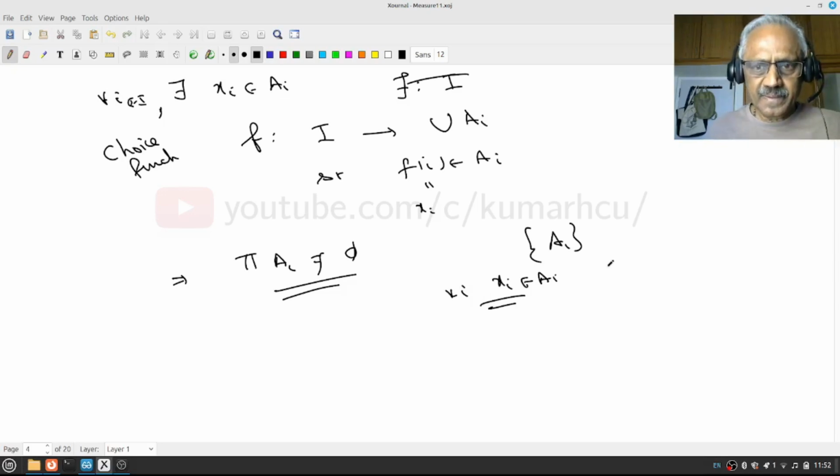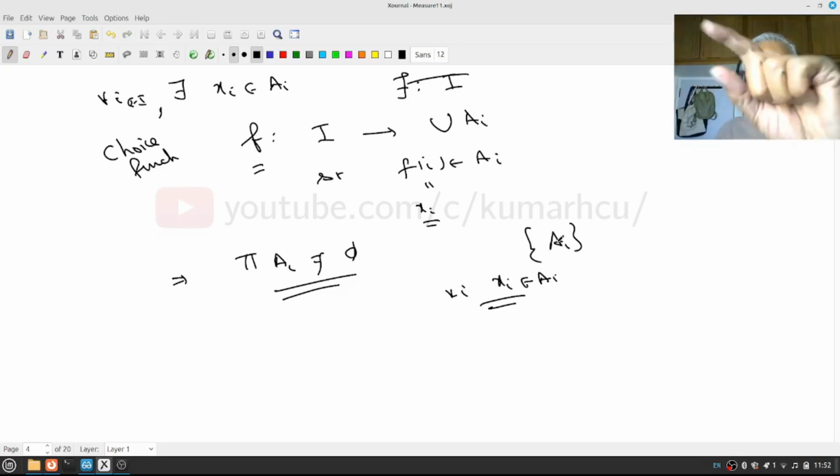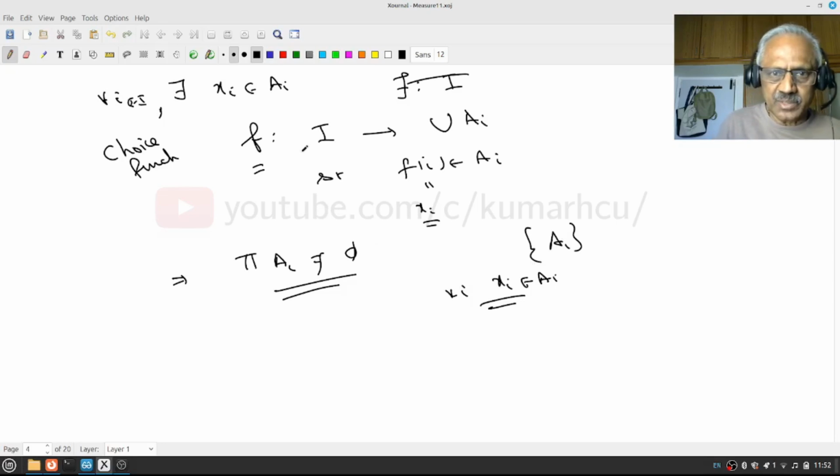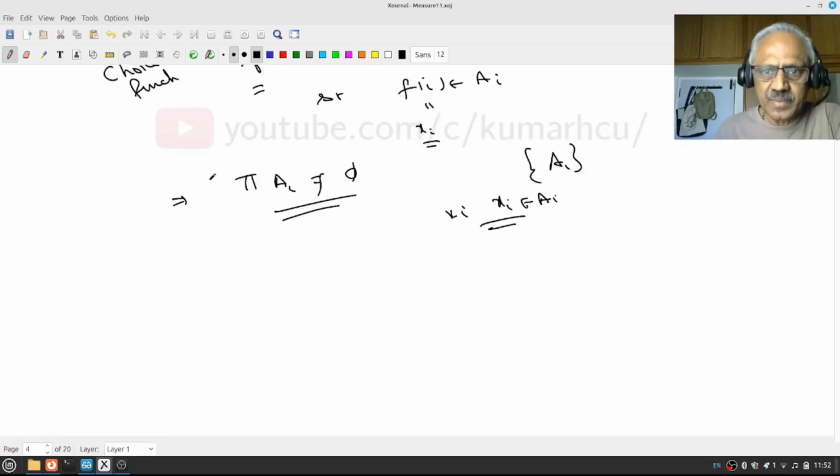Okay, is that clear to you? Right. And since f is a function, this xi has to be unique because f at i is unique. We call it xi. That means for each i in I, I can choose a unique xi in Ai. Okay, it may happen that Ai equals Aj, but that doesn't matter as far as my xi is concerned. That is why it's easier to use a choice function.